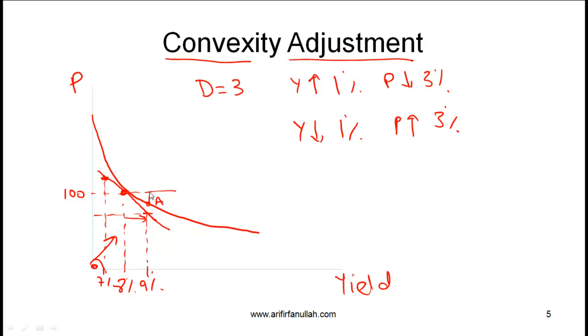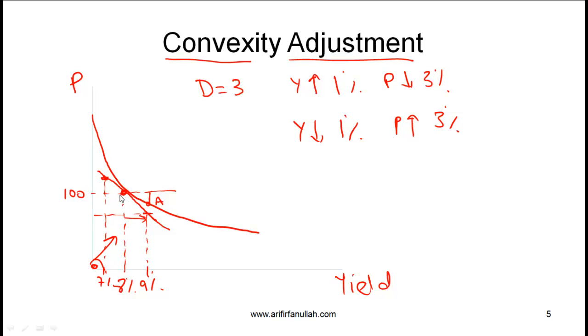And notice that this decrease in value from 100 down to A is less than 3%, because this line here represents a 3% decrease. So when bad things happen, i.e. interest rates going up, the bond value falls, which is what you expect, but the bond value falls by less than 3%. On the other hand, when good things happen, and if you are a fixed income investor, good things happening means interest rates going down.